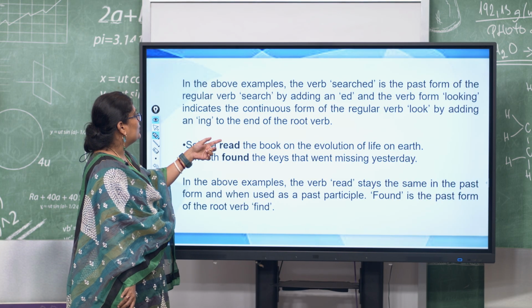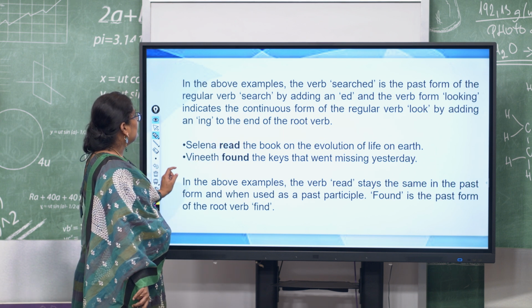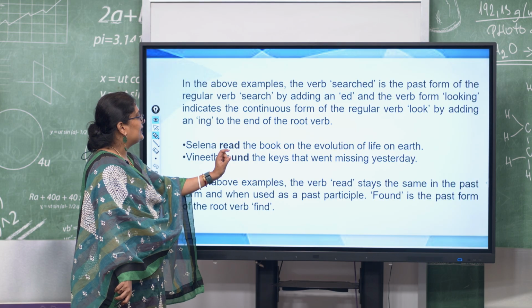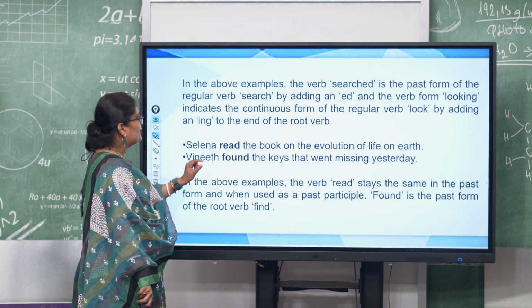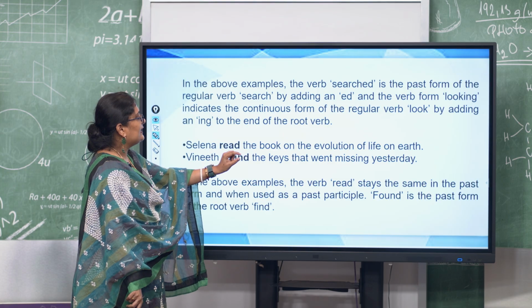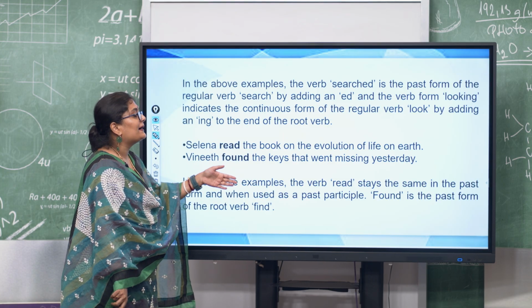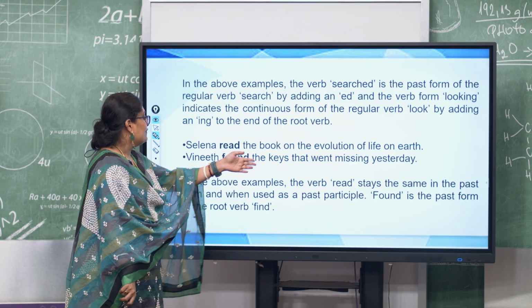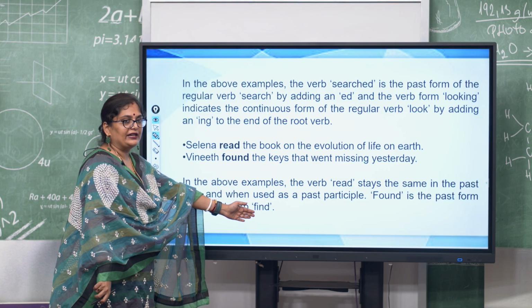Selena read the book on the evolution of life on earth. Vineet found the keys that went missing yesterday. In the above examples, the verb read stays the same in the past form, and when used as a past participle, found is the past form of the root verb find.